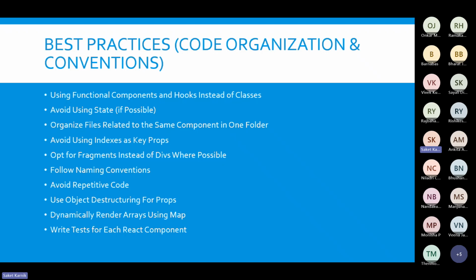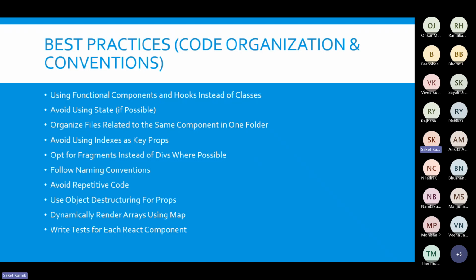Next, avoid using the state, precisely local state, wherever possible. Rather go for the application level state, which allows you to avoid duplication of code and duplication of components with the help of the Redux library. Organize the files related to the same component in one folder. That's always a good choice. If I'm creating a React component, anything that is related directly to that component should be in the same directory or same folder, whether it is a static component or dynamic.